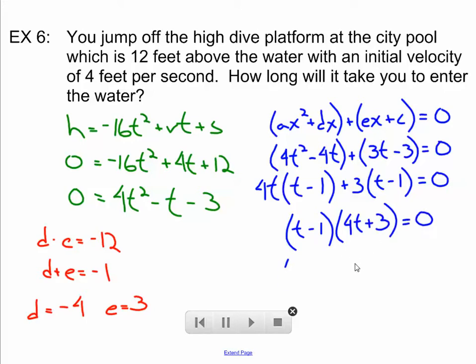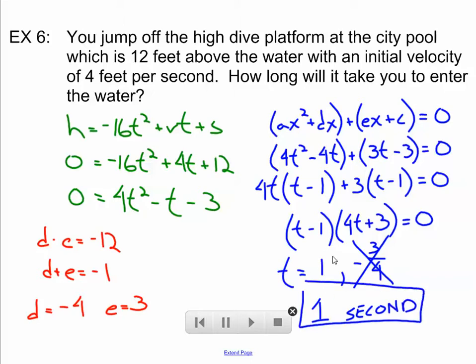Solutions to this equation are 1 and negative 3/4. But remember, we're given an answer in time here, so does negative 3/4 of a second really make any sense? No. Our answer here is it'll take you 1 second to hit the pool. Ignore the negative answer.